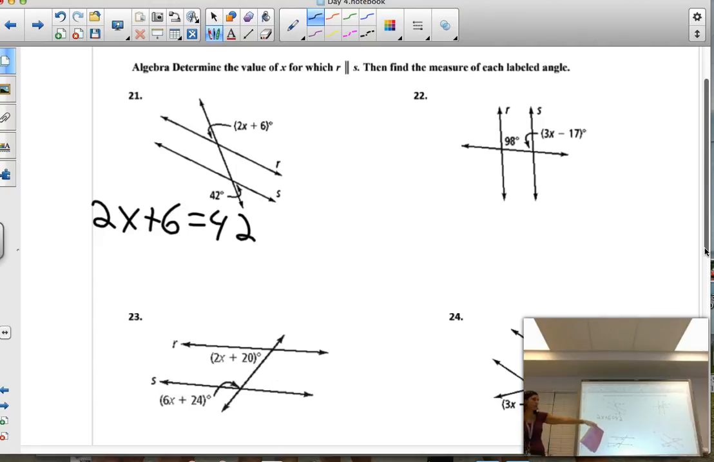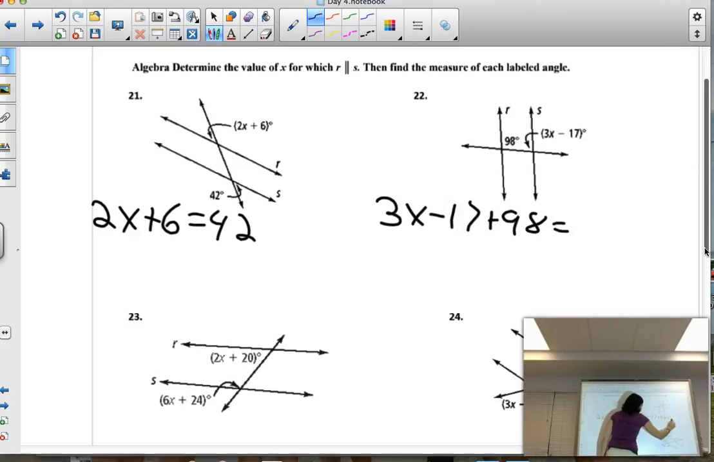Okay, let's look at the next one. What type of angles are these? Same side interior. What's the relationship for same side interior? Sum equals 180. They're supplementary. They're equal to 180. So someone other than Isaiah, Cam. Yeah, Cam. 3x minus 17 plus 98 is equal to 180. Perfect.